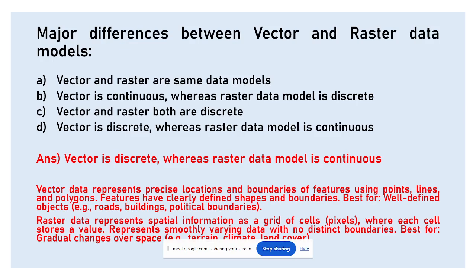It's more or less continuous, and therefore it is best for gradual changes over space, like terrain, climate, land cover. If you are familiar with the idea of land use, land cover, the department assesses a place, takes historical data into consideration, and then can predict how things are going to be in the future. For that kind of work you require raster data. So that is the difference. That's why we are saying vector is discrete and raster is continuous.